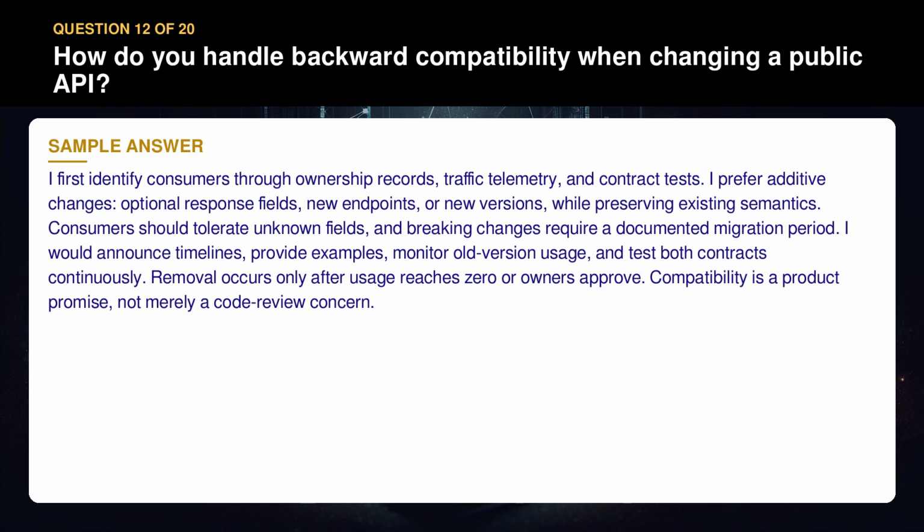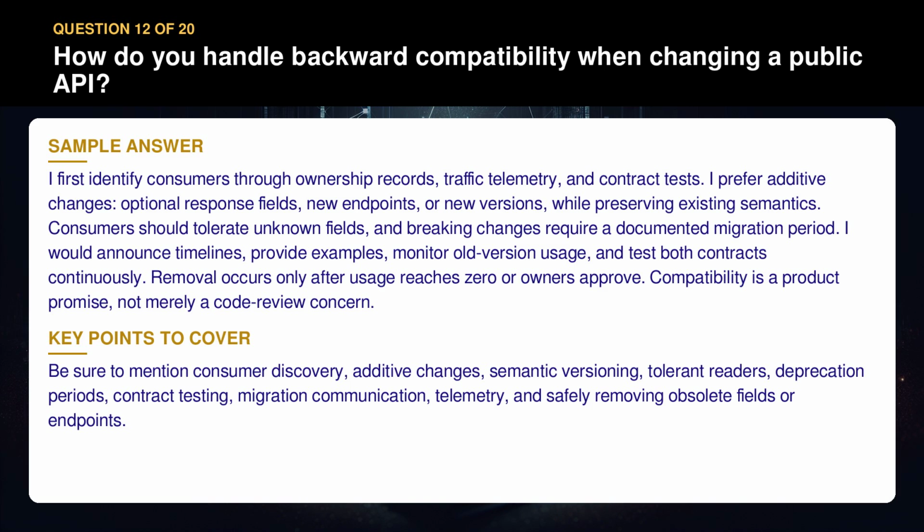Consumers should tolerate unknown fields, and breaking changes require a documented migration period. I would announce timelines, provide examples, monitor old version usage, and test both contracts continuously. Removal occurs only after usage reaches 0 or owners approve. Compatibility is a product promise, not merely a code review concern. Be sure to mention consumer discovery, additive changes, semantic versioning, tolerant readers, deprecation periods, contract testing, migration communication, telemetry, and safely removing obsolete fields or endpoints.